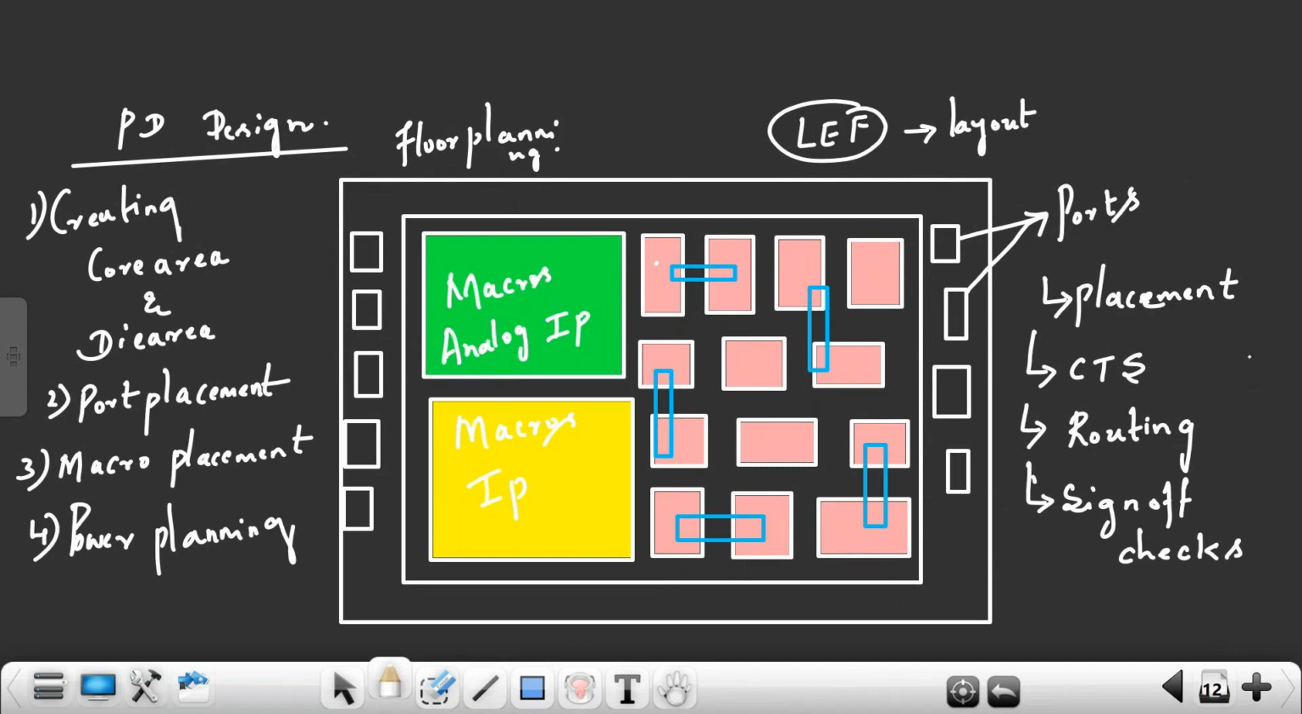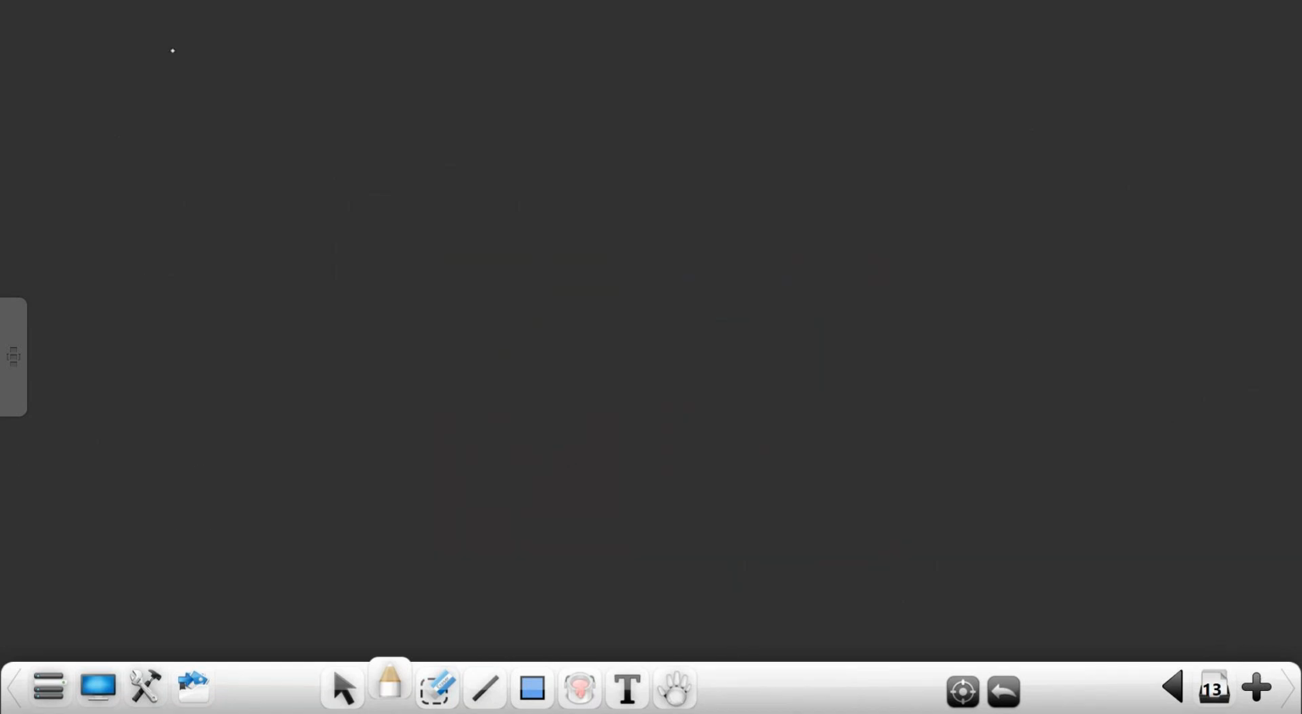So this is a flow. And after sign off checks, we'll take the GDS and we'll send it to the foundries. So then what will I discuss in the syllabus? What is the syllabus we cover?